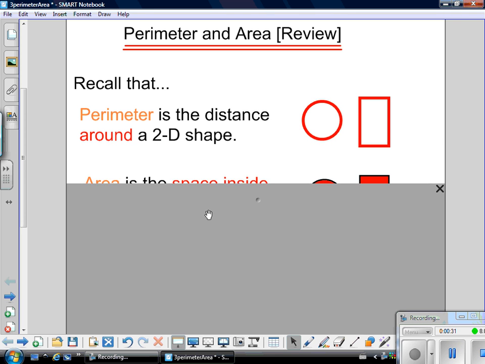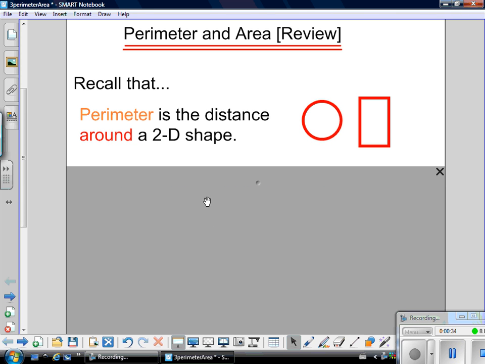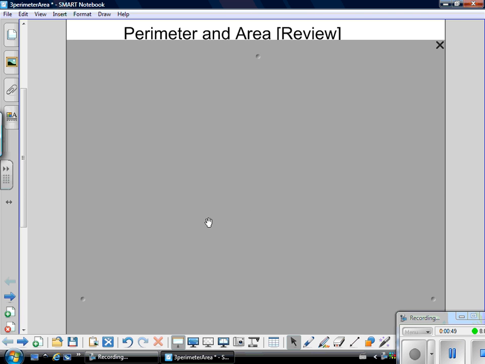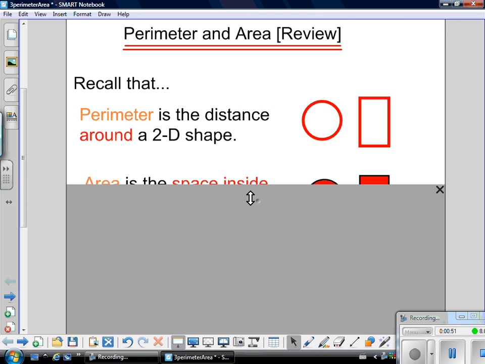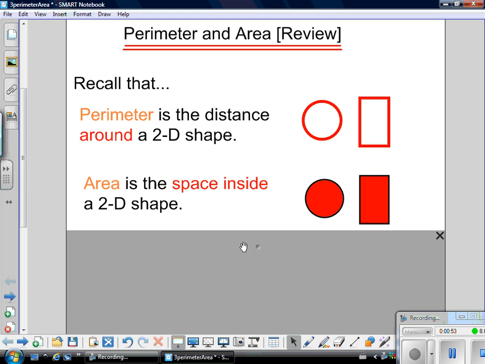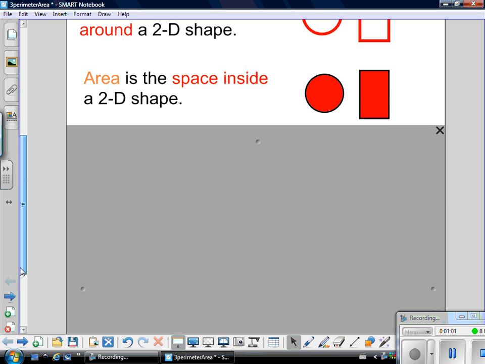Okay, first of all, just so we make everything clear, perimeter is the distance around a two-dimensional shape. So it's the red that I'm interested in, the distance around. If I took a string, how much string would it take for me to go around? On the other hand, area is the space inside. So in this case, it's the red space inside the circle, or the rectangle.